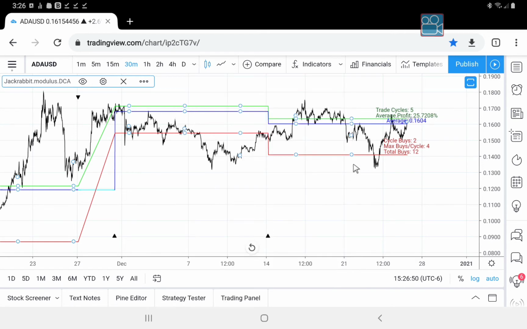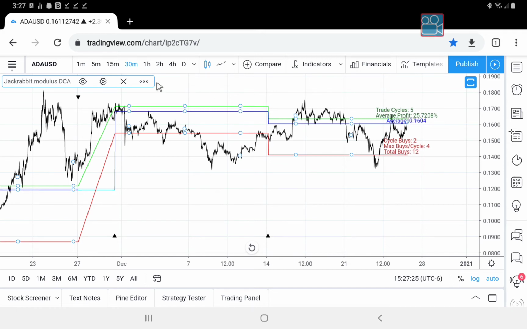Okay, so we have 5 trade cycles at roughly a 25% profit if we sell by strategy. Our max position is 4. So if you have a $10 position, your maximum exposure is going to be $40. And as you can see, we have the buy and sell markers appropriately on this chart.